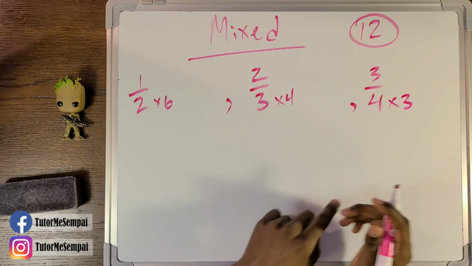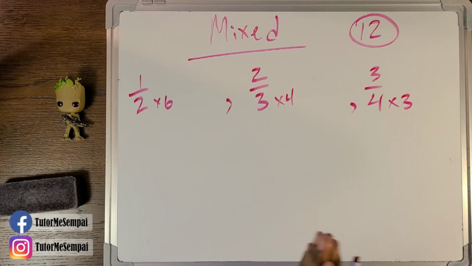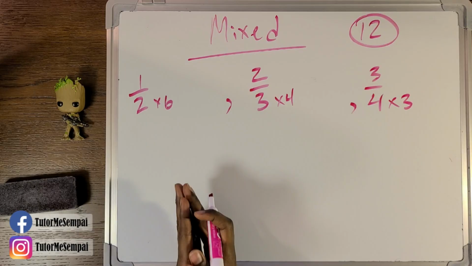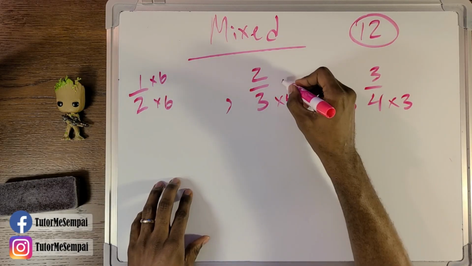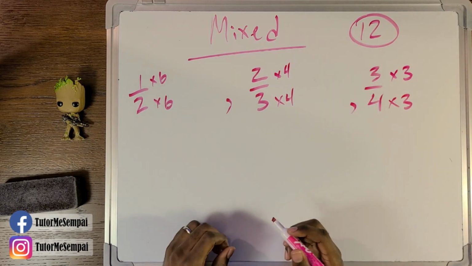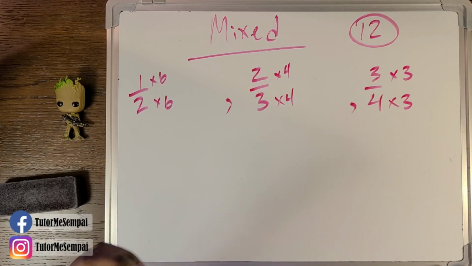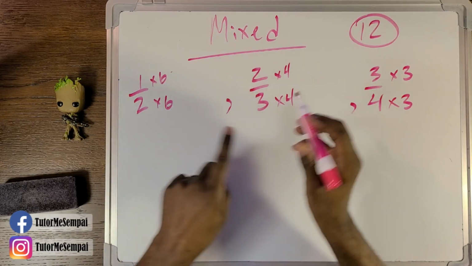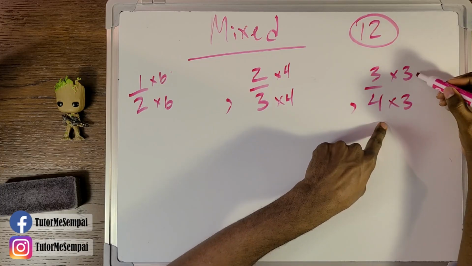3. And whatever you do to the bottom, we need to do to the top. We don't want to change our fraction. We want to multiply top and bottom by the same number. So this is going to be times 6, this is going to be times 4, and this is going to be times 3. Make sure when you're changing your denominator, you change the numerator by the same process. Multiply by 6, multiply by 6. Multiply by 4, multiply by 4. Multiply by 3, multiply by 3.